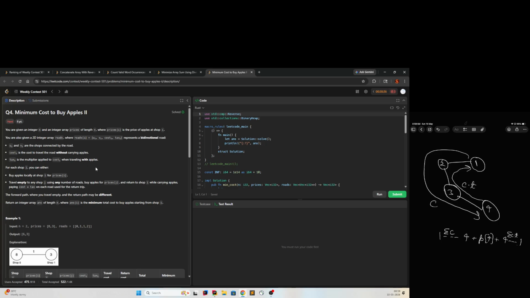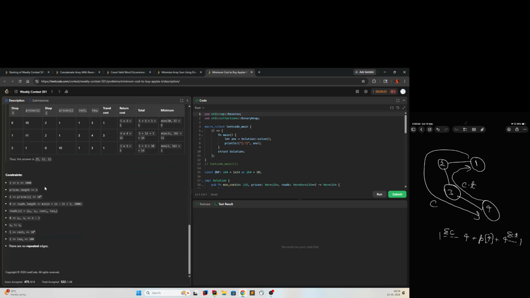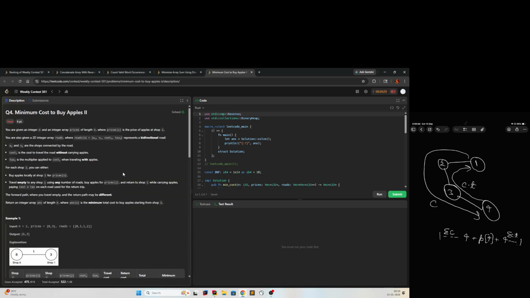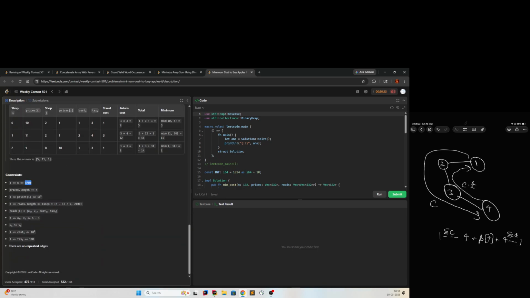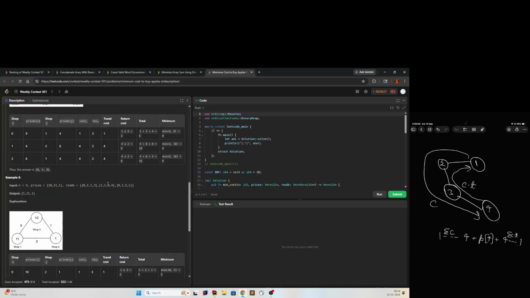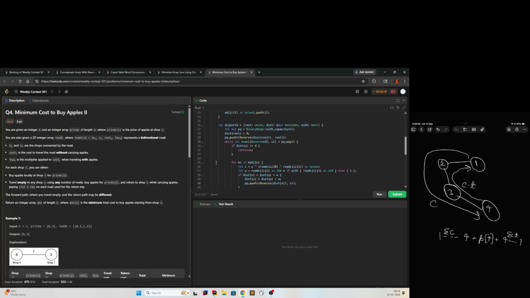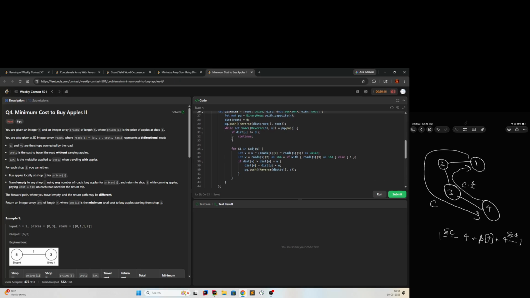That is the idea. As I said, since the constraints are small, we can run Dijkstra's algorithm for the shortest path from each node. It takes n log n time for one node, so for 1000 we could do n square log n. If we see the implementation, I wrote a Dijkstra.